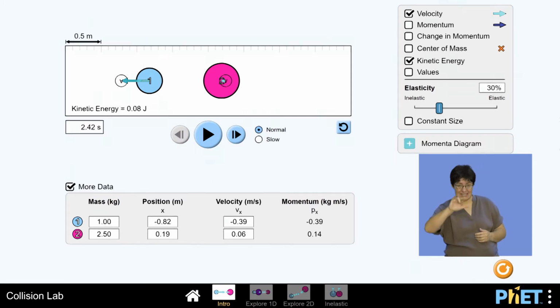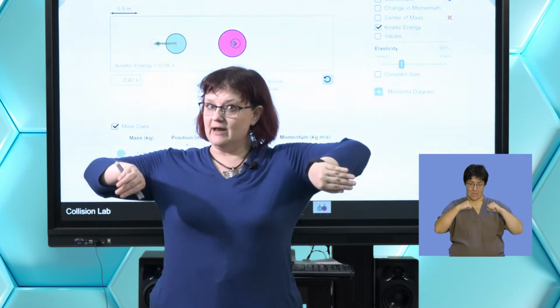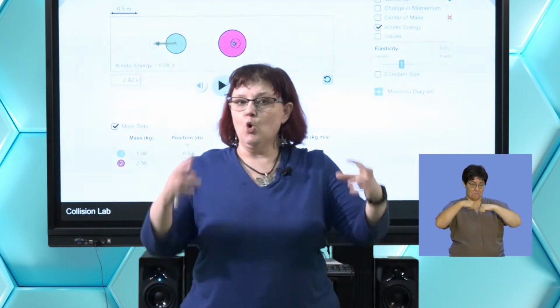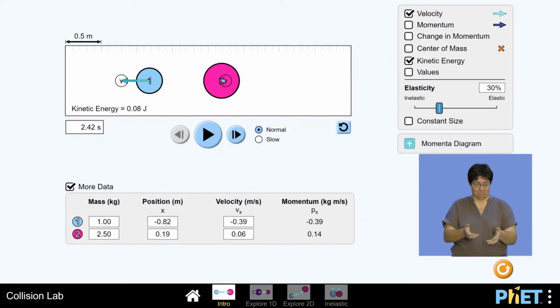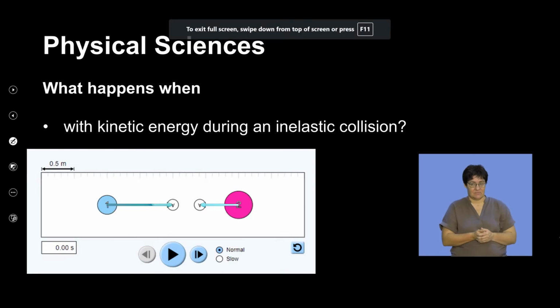So in other words, when two objects collide with each other and they go in opposite directions, more kinetic energy is lost. There's a bigger transfer of kinetic energy, okay? And that's always the case. So let's go here. So when we have an inelastic collision, this is the concept.